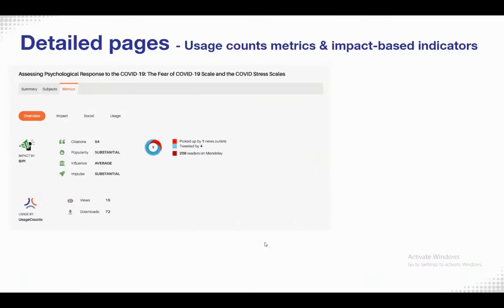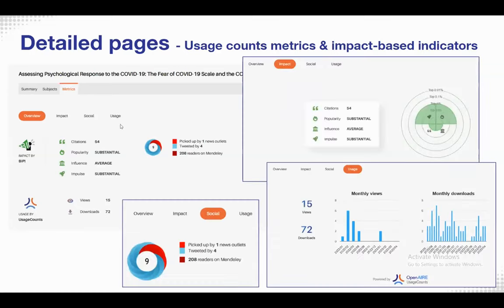When clicking on the metrics tab, we first have an overview of all the available usage counts, impact-based indicators, and we also have here the altmetrics. And we have also three more tabs, one for each category, for each integration, to show in more detail those numbers and some charts available. We have, for example, a chart of the impact-based indicators from the Finder, and for usage counts indicators, the monthly views and the monthly downloads.